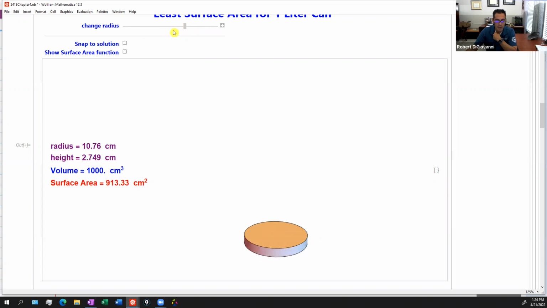Or I can make it like this, really tall and narrow, and that still holds 1 liter. But notice this red number right here, surface area. Notice how the surface area changes as I change the shape of the can. Right now the surface area is 677. If I go here, look, it got smaller, right? So that's using less material. And then I get smaller, and then watch what happens. 550, up, it's going back up, 600, 700, right?